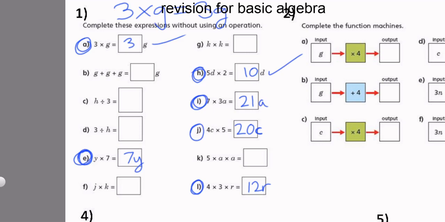Right, let's try something different now. Let's do question G. k times k, well, you might think it's k without the times symbol. But you can write k times k like this, k squared. So for example, a times a is a squared. 2 times 2, 2 squared. 3 times 3, 3 squared. 100 times 100, 100 squared. And in the same way, k times k will be k squared.